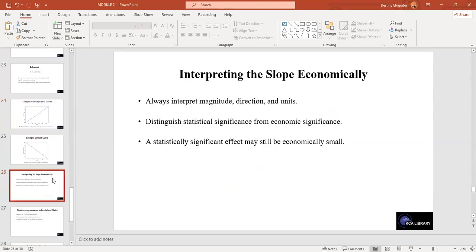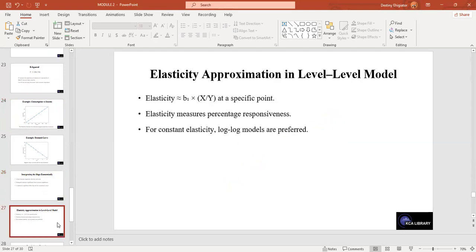Now let's look at interpreting the slope economically. Always interpret magnitude, direction, and units. Distinguish statistical significance from economic significance. A statistically significant effect may still be economically small. Elasticity approximation in a level model.